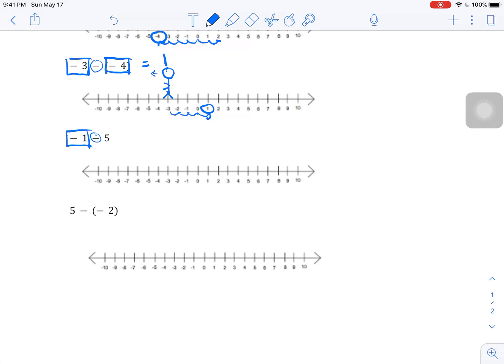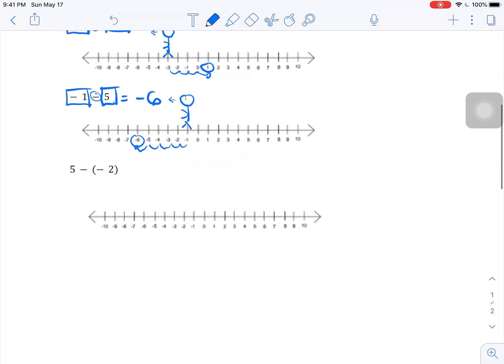Let's try a couple of others. So again, we're subtracting. Our starting position in this one is going to be -1. And because we're subtracting, we're going to face the subtracting direction, which is to the left, or negative. The amount that we're subtracting is 5. That's a positive number, so that means we're going to walk in front of us. Since we're facing left, in front of us is going to take us to the left. So we have to move 5 spaces: 1, 2, 3, 4, 5. That's going to land us on -6. So -1 minus 5 is -6.